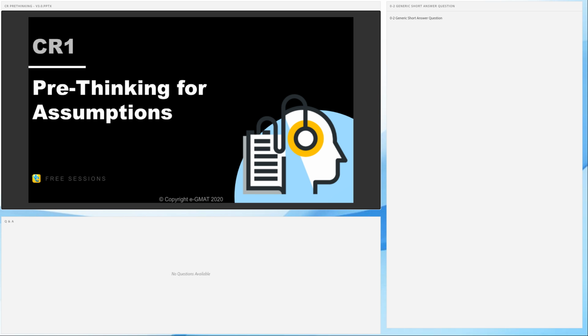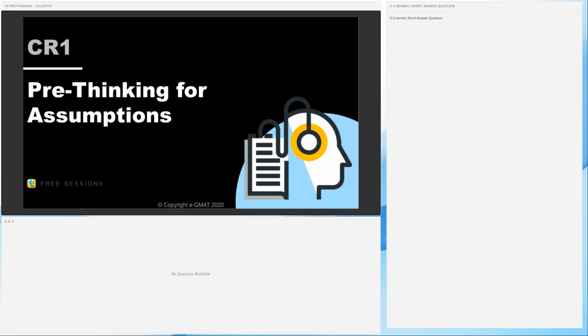Below the presentation is a Q&A, or question and answer part. I'm moving that part over here. If you have a question, you can post that question here. That way it goes in a queue and doesn't get lost. On the right-hand side, we have a short answer part. This is where I put my questions and you put in your answers.